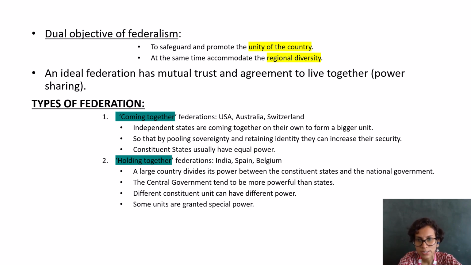So in today's class, we have discussed in great detail what federalism is, what the main key characteristics and features of federalism are, why a country should opt for federalism, and what the types of federalism are.